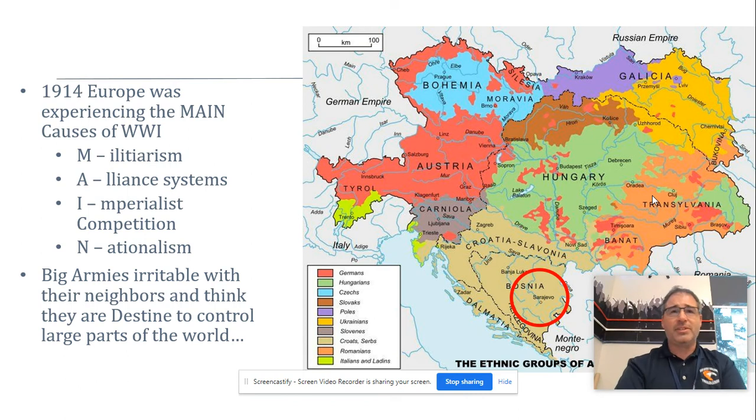The militarism is that all of these countries in Europe had started to spend a lot of money on building up big armies. And they're irritable with each other because each of these big European countries was out in the world trying to gather imperialist colonies. So they're kind of rubbing up against each other, and they have these big armies, and they're gathering the fuel that's going to end up burning the European continent.